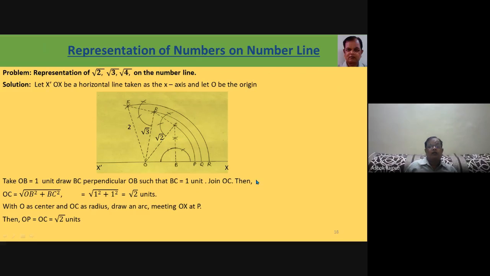Then join OC. Now with the help of Pythagoras theorem, OC is the hypotenuse. We will find OC equal to under root OB square plus BC square, 1 square plus 1 square, under root 2 units. With O as center and OC as radius, draw an arc meeting OX at P, which is under root 2.